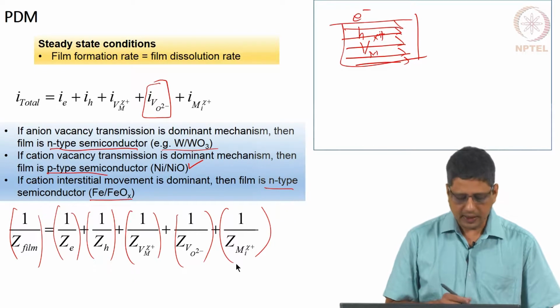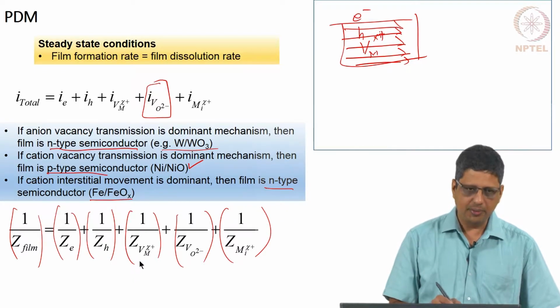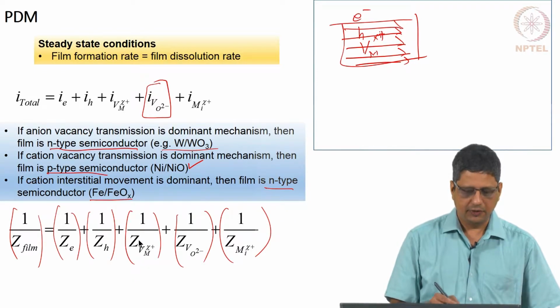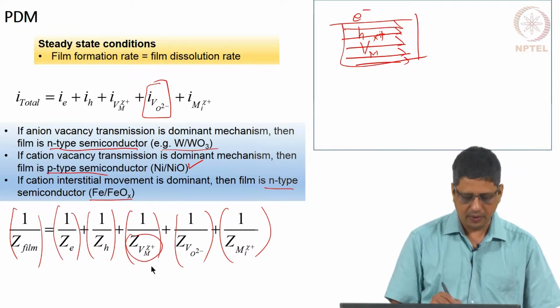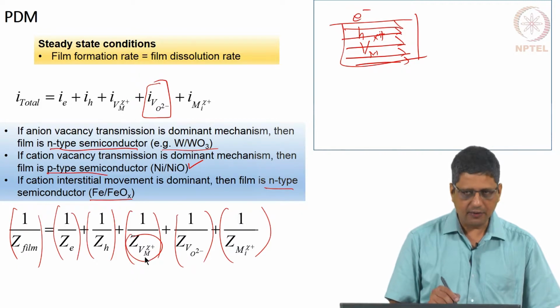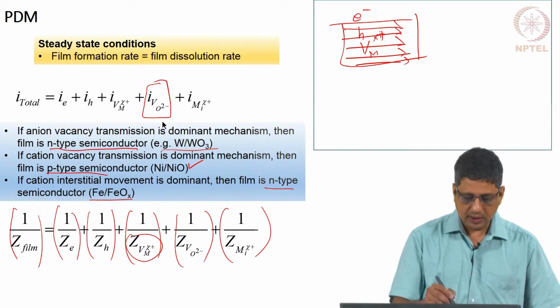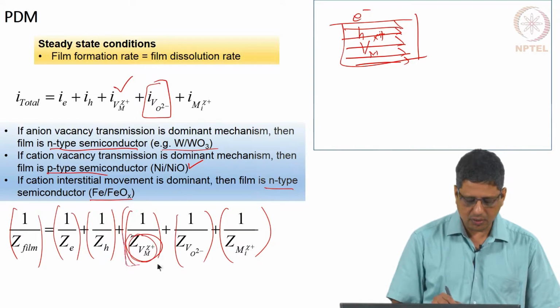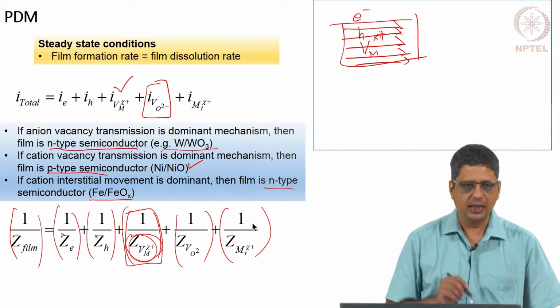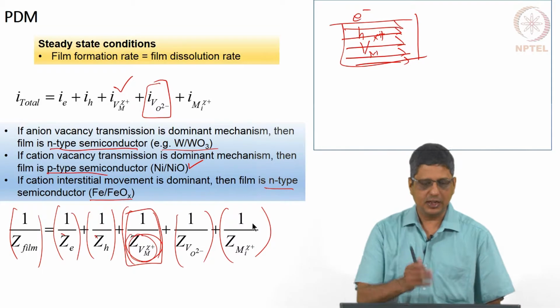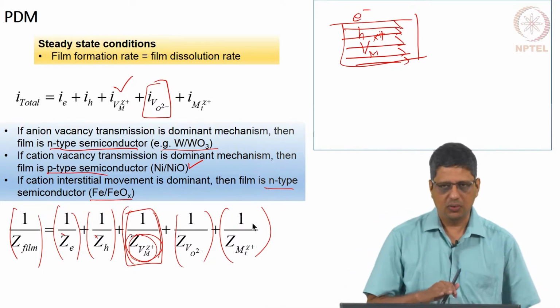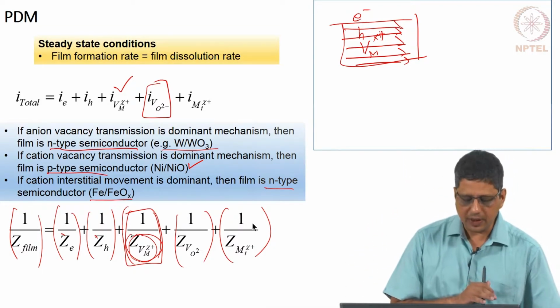Typically, one of them will dominate. If current is high, the impedance is going to be low and the admittance is going to be high. If I say cation vacancy is the dominant mechanism, this will be a large number, this will be a small number, this is going to be a large number, and we can neglect the remaining. If they are comparable, then you have to use all of them together. I am still giving you only a qualitative view of this, I am not showing the derivation.